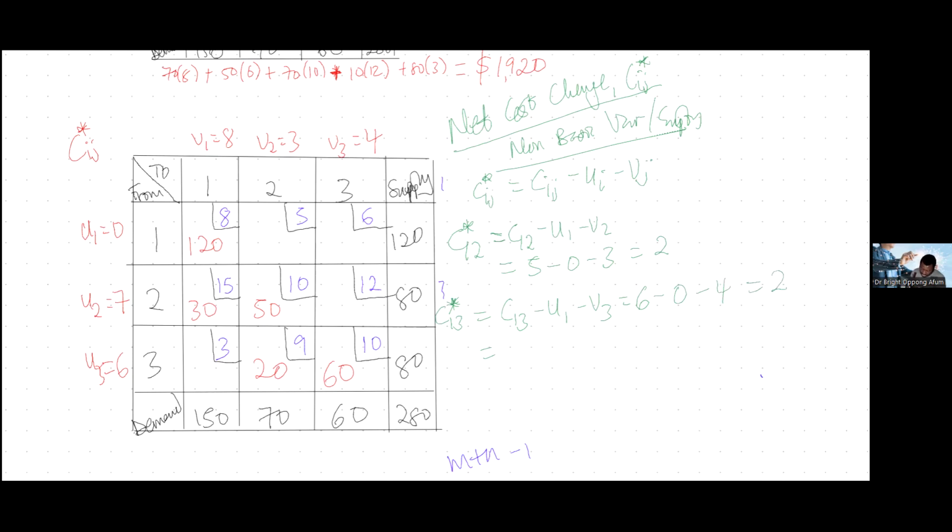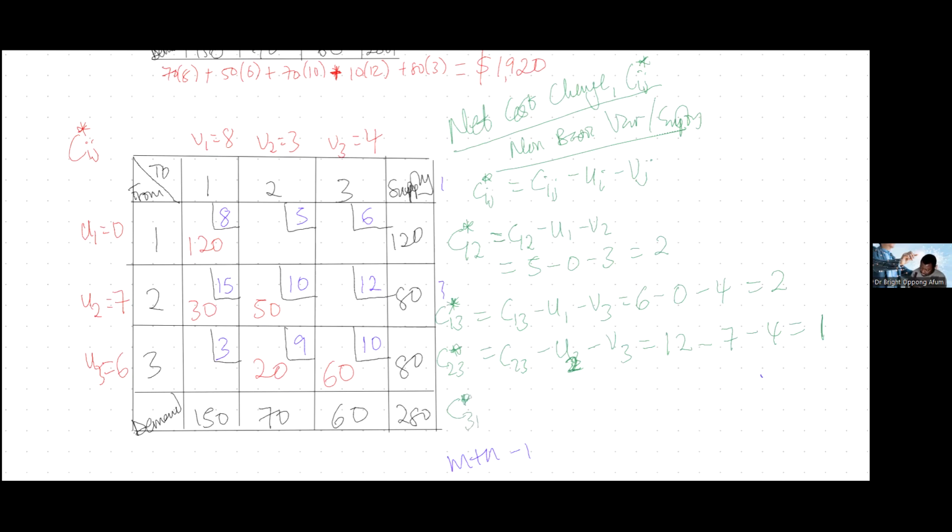Now C23 prime, right, is C23 minus U2 minus V3, right, and that will be 12. C23 is 12, minus U2 is 7, and V3 is 4, and that gives us positive 1.